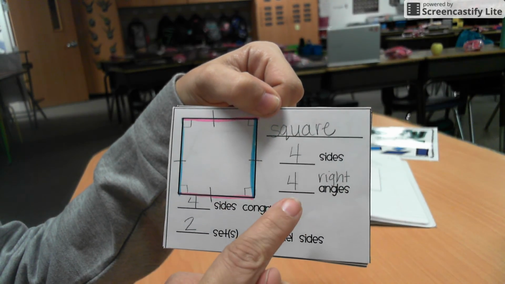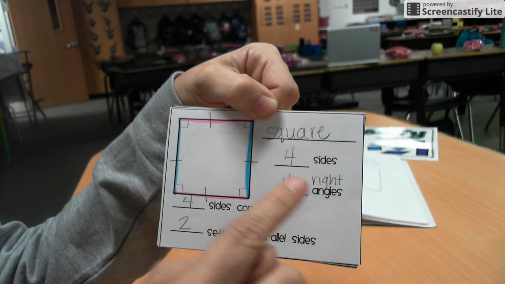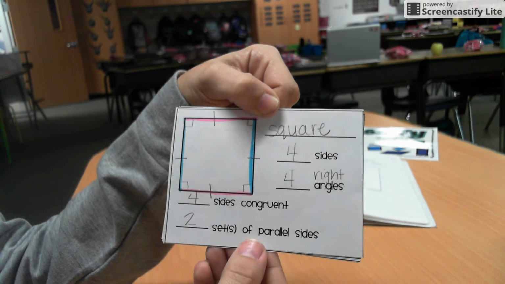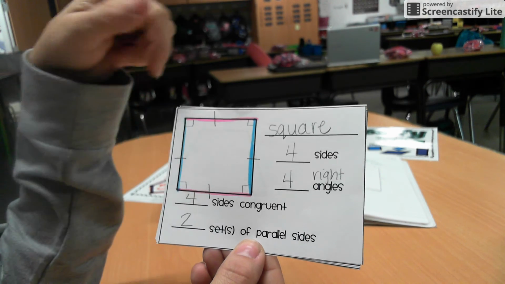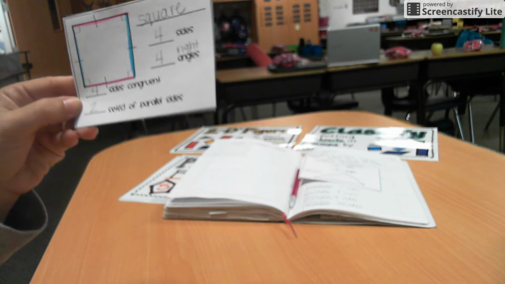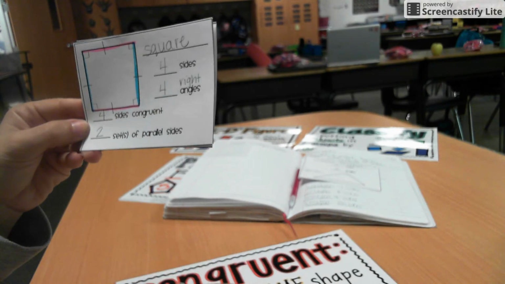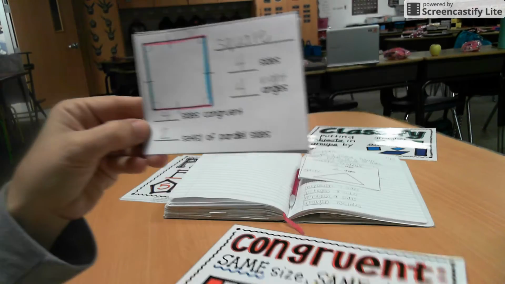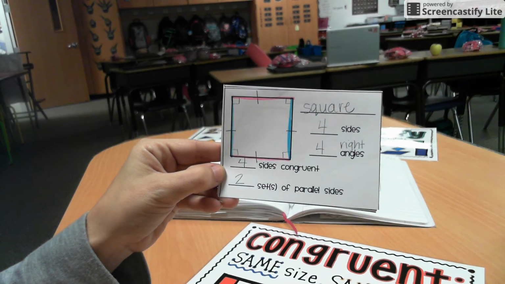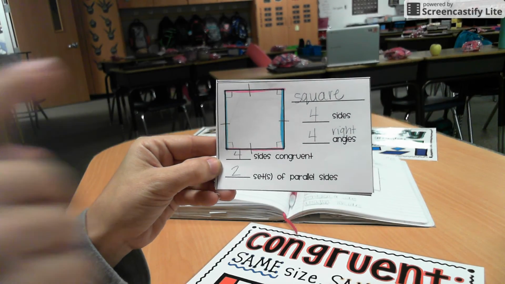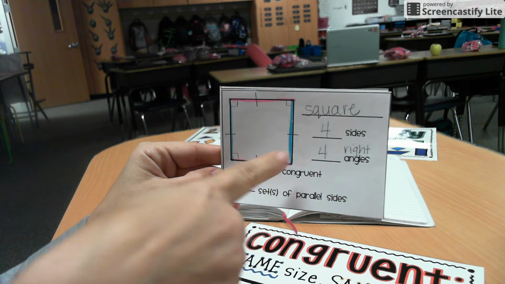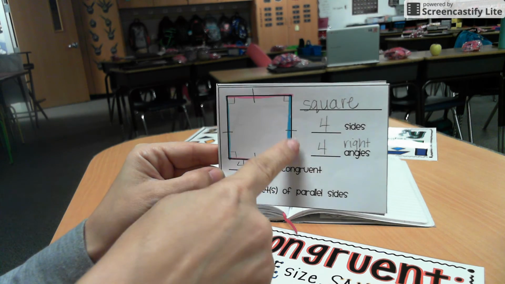Let's check the quadrilaterals. We're going to start with square. Now, I know you don't have all the things I have, but you should have the word square. It has 4 sides, and it does have 4 angles, but I want you to write right angles because the 4 angles are right angles. And go ahead and mark the right angles with that perfect square. Then it has 4 sides that are congruent. Congruent is the same size, same shape. So all 4 sides are the same, so they would be the same length.